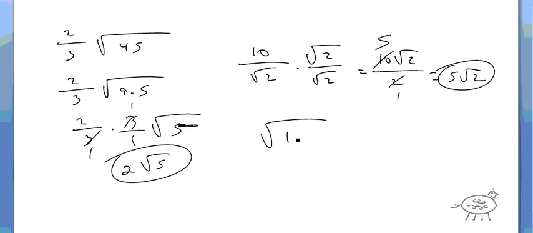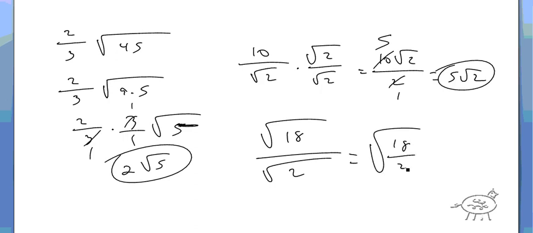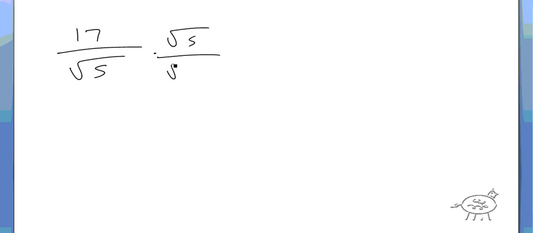Square root of 18 over square root of 2. 18 over 2, which is square root of 9, which is 3. Sweet. 17 over the square root of 5. Well, let's just rationalize it. So I get 17 root 5 over 5. That's all I can do.